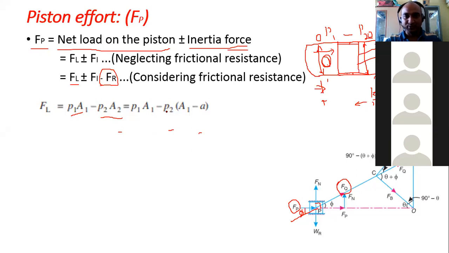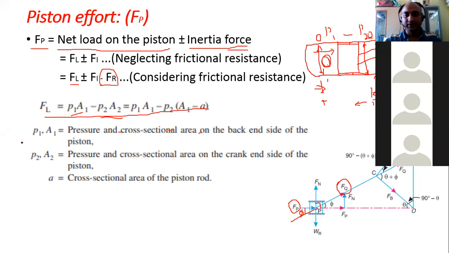So P1 A1 minus P2 A2. And now what is A2? A2 is the remaining area. A2 is equal to this A1 minus this small a. So that's why this is the equation. I have mentioned here P1 and A1. What is that? Pressure and cross sectional area on the back side or the piston side. P2 A2 is on the crank side. Small a is the cross sectional area of the piston rod.